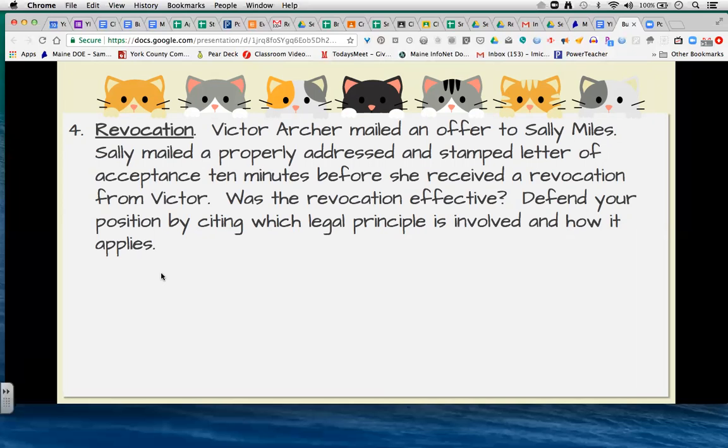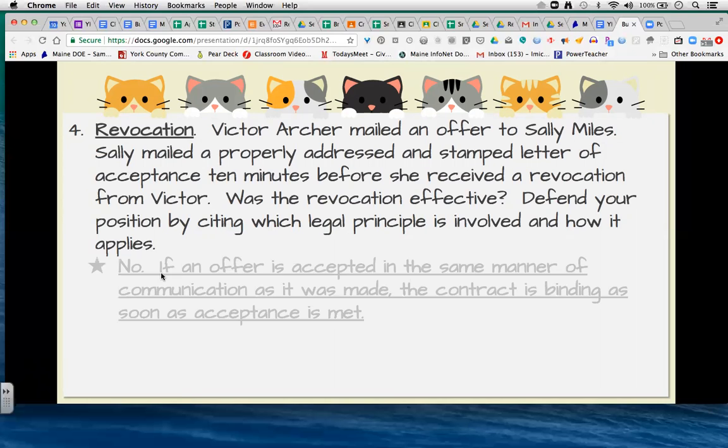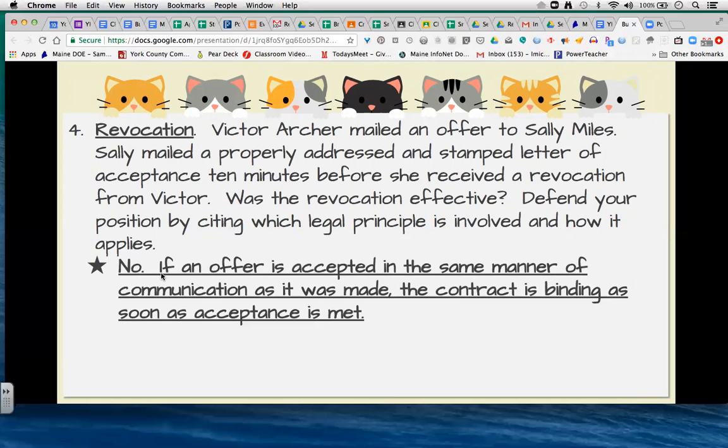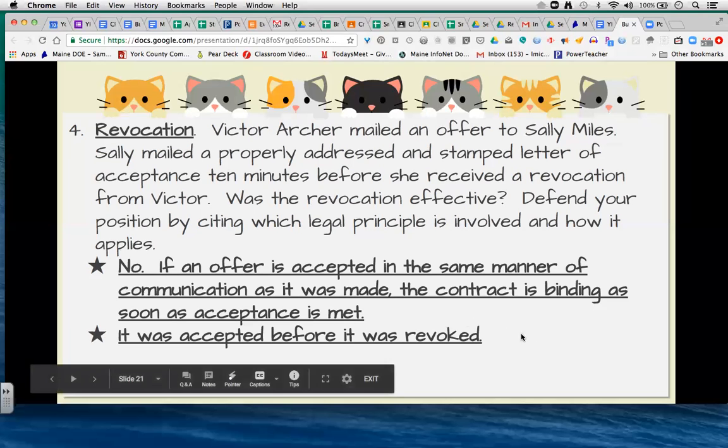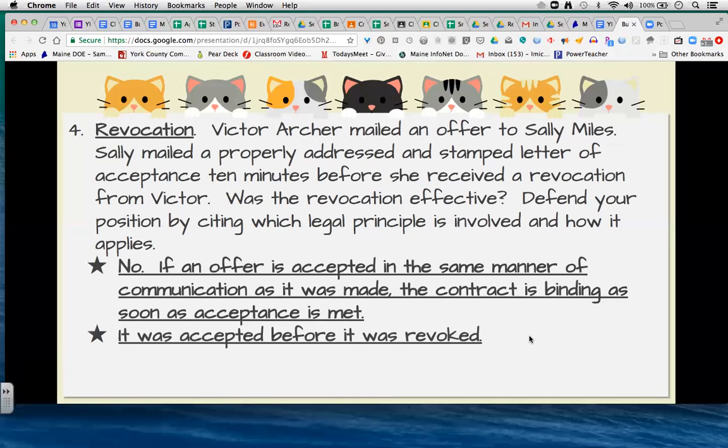Please pause this and place your answer on your sheet. The answer is no, the revocation was not effective. If an offer is accepted in the same manner of communication as it was made, the contract is binding as soon as acceptance is sent. In other words, it was accepted before it was revoked. Remember, revocation means they take back an offer. Please double check your answer and correct it before we move on.